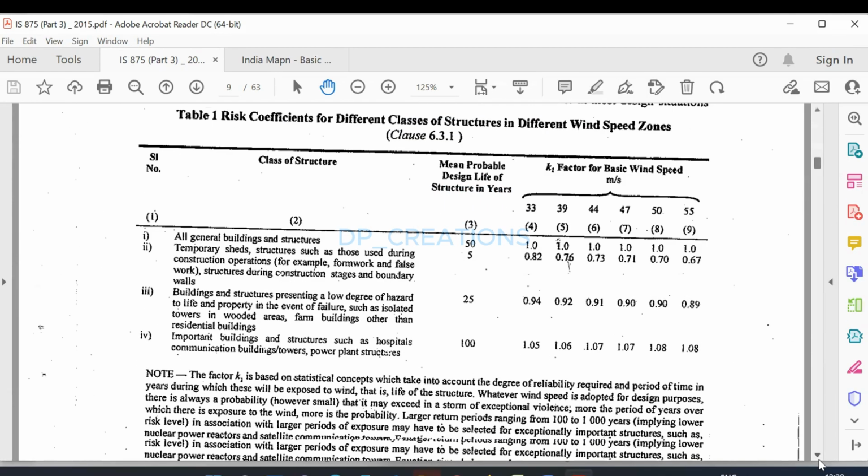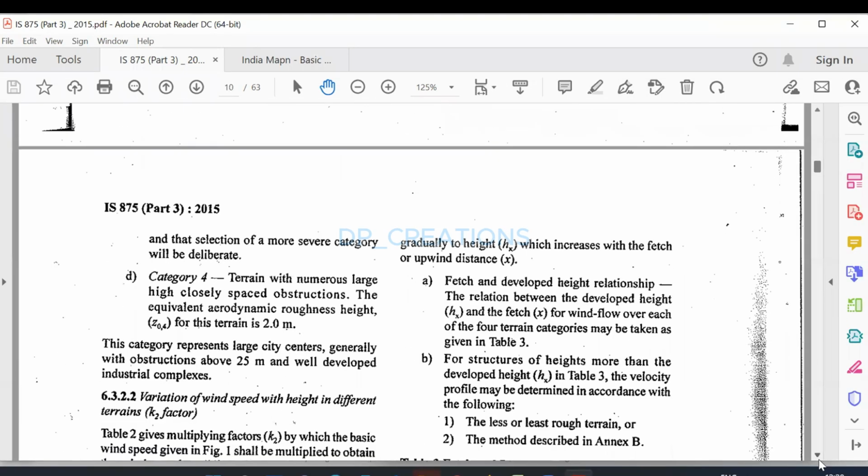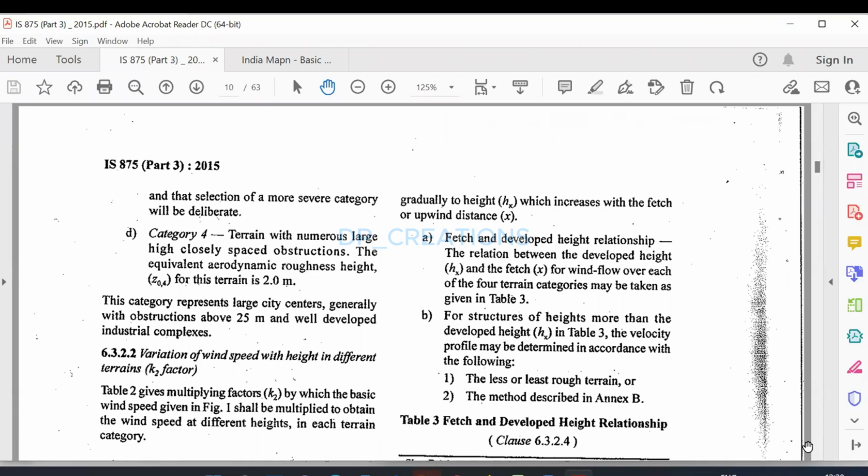The last one is category 4: the terrain with numerous large, high, closely spaced obstructions. The equivalent roughness length is 2.0 meters. This category represents large city centers, generally with obstructions above 25 meters, and well-developed industrial complexes.